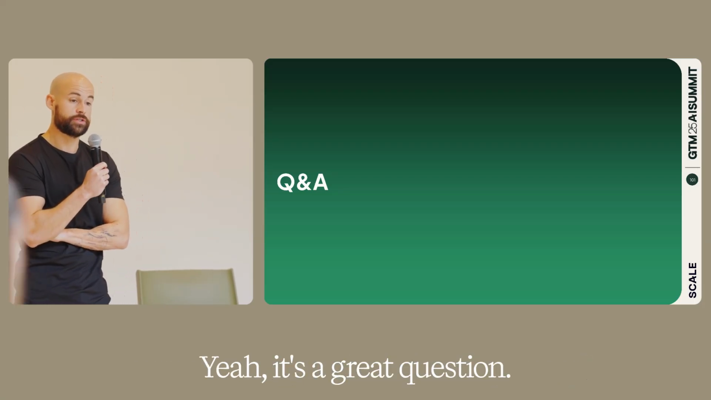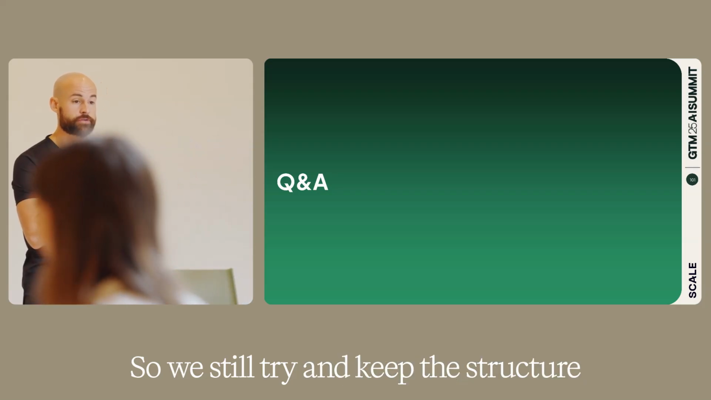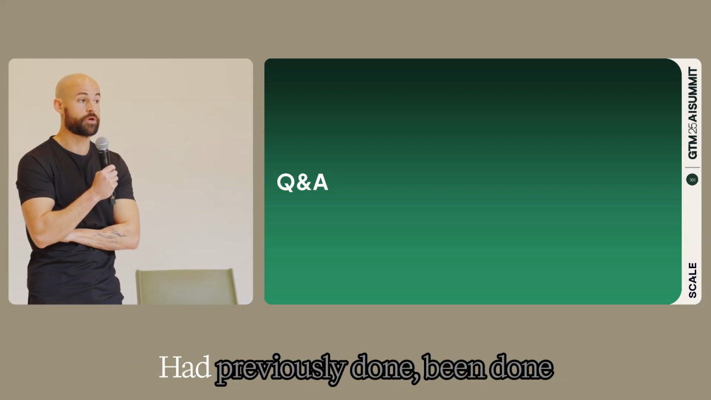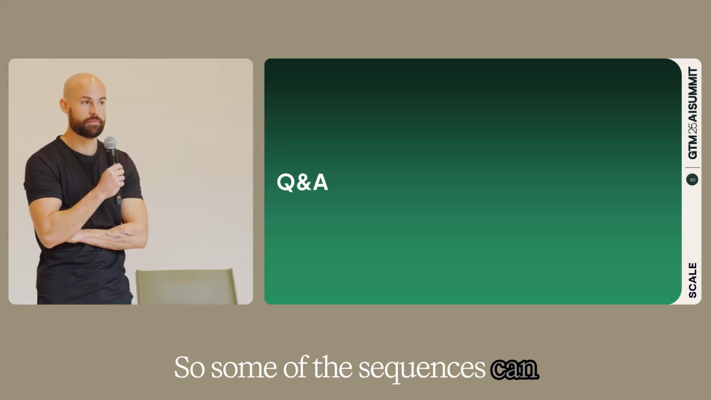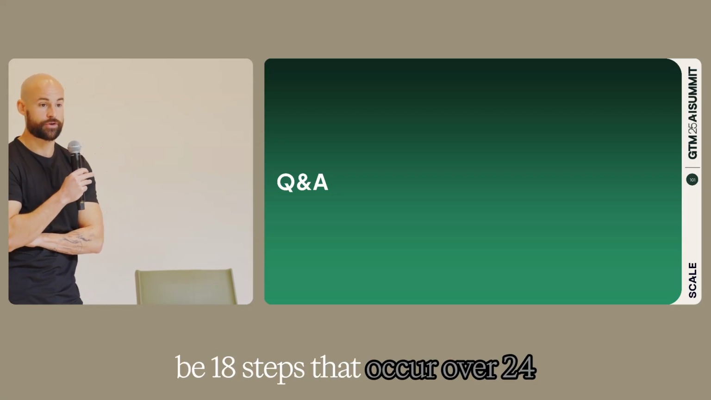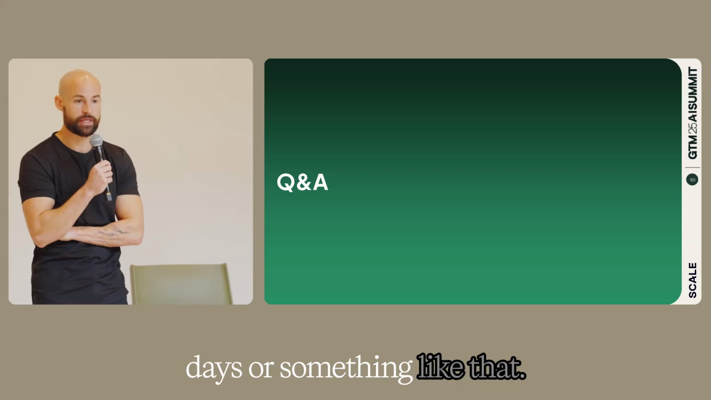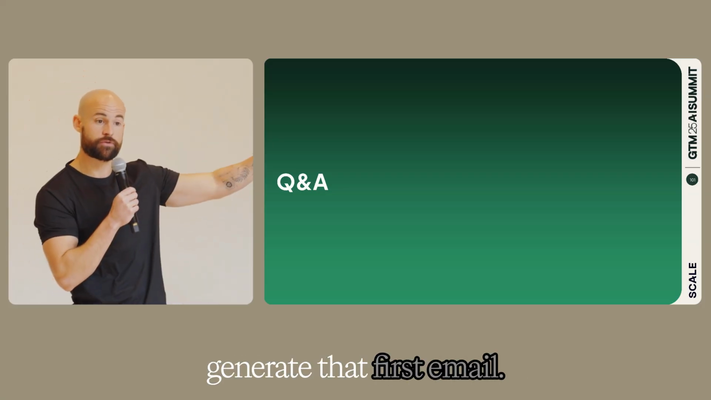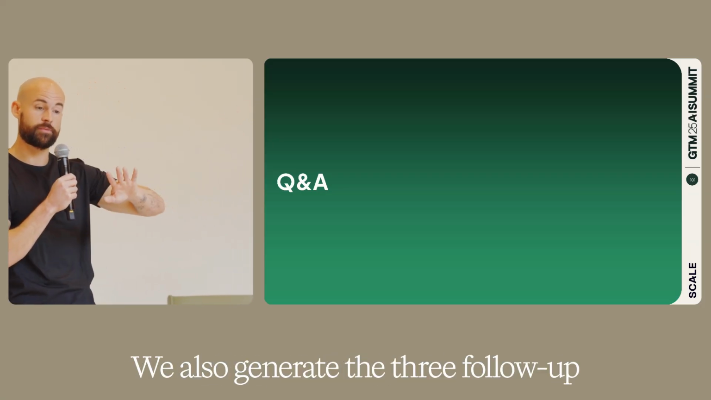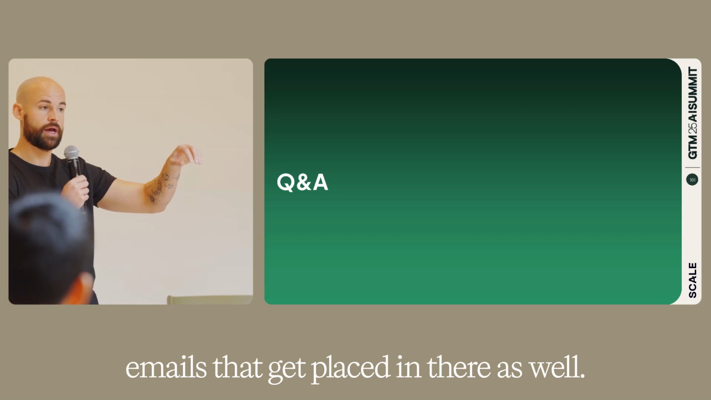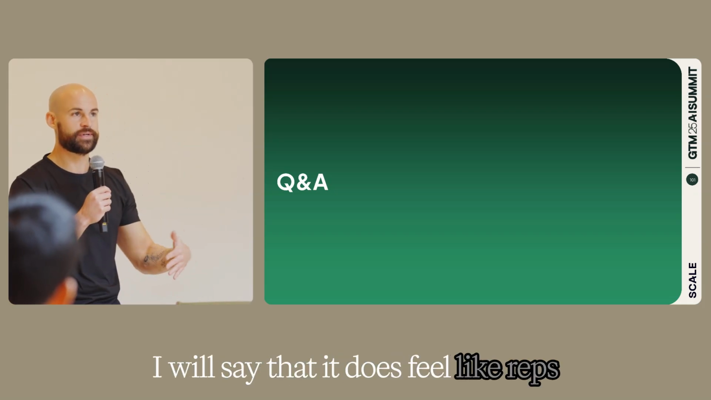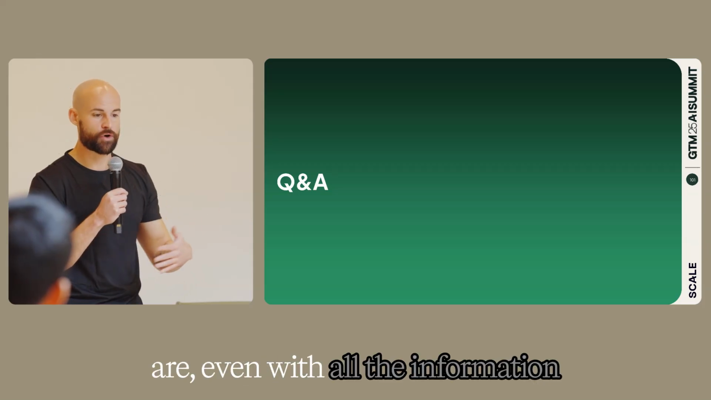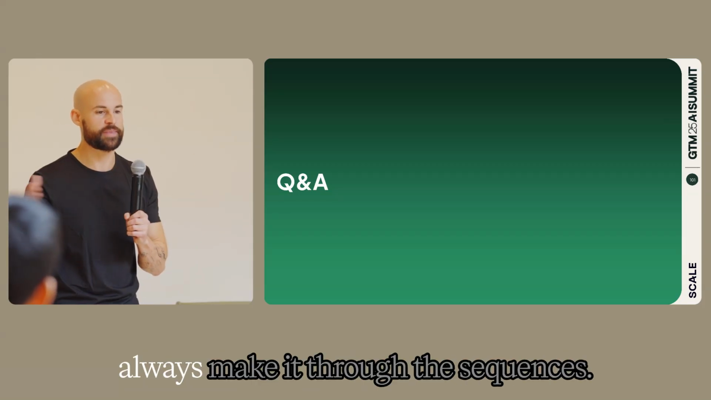Yeah, it's a great question. So we still try and keep the structure of our sequence similar to what had previously been done by our content committee. So some of the sequences can be 18 steps that occur over 24 days or something like that. We see a reply, so we generate that first email. We also generate the 3 follow-up emails that get placed in there as well. But we're still adhering to that same outreach sequence. I will say that it does feel like reps, even with all the information that we're providing them, don't always make it through the sequences.